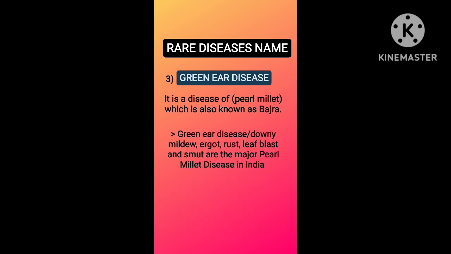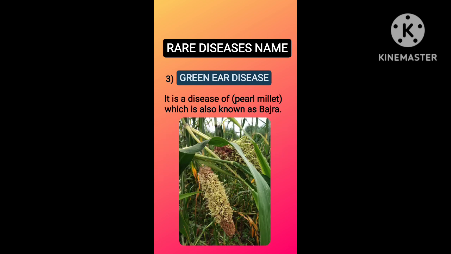And let me tell you some major factors which are responsible for lower production of pearl millet, and these are some major pearl millet diseases such as green ear disease, downy mildew, ergot, rust, leaf blast, and smut. So just remember all these names. These are the major pearl millet diseases which occur in India, and also the factors which are responsible for lower production of pearl millet. Okay, and here you can see that this green ear disease is primarily soil borne.